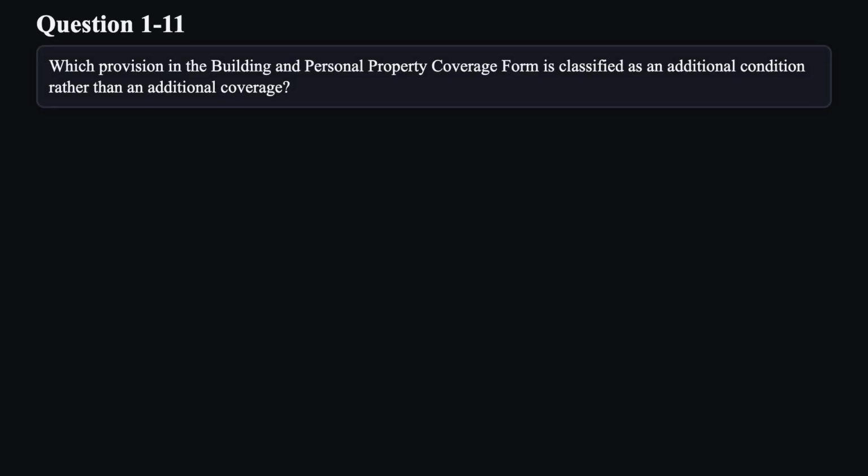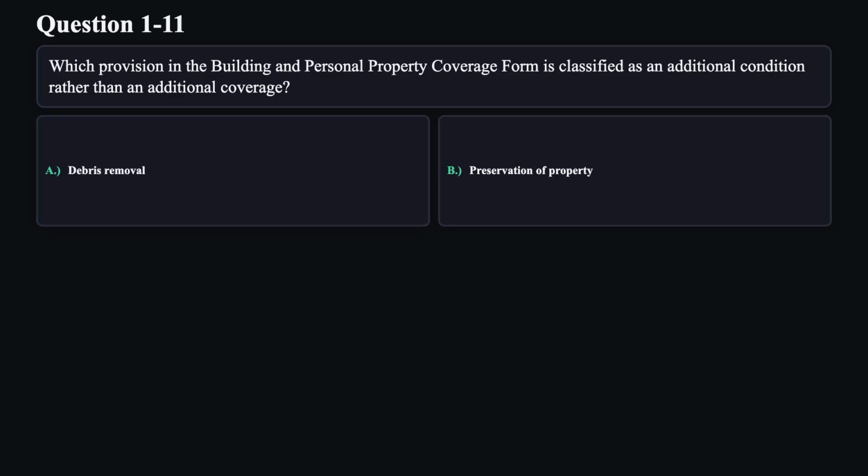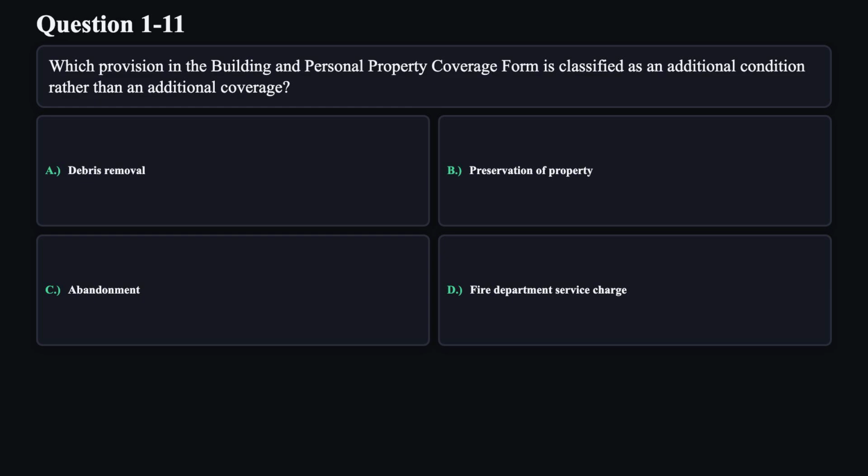Question 11. Which provision in the building and personal property coverage form is classified as an additional condition rather than an additional coverage? A. Debris removal. B. Preservation of property. C. Abandonment. D. Fire department service charge.